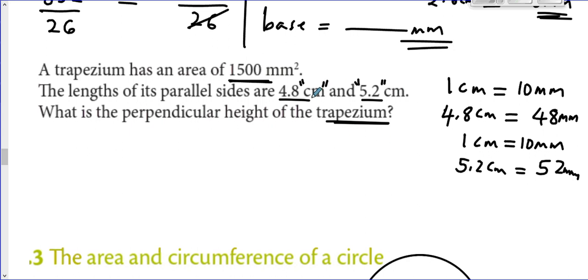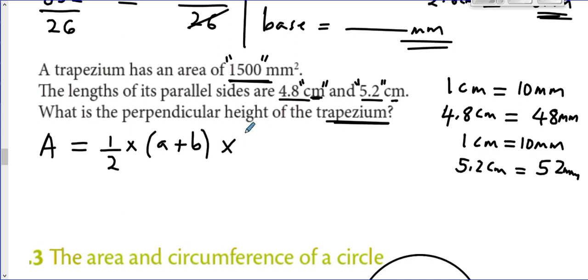Okay, then after converting centimeters into millimeters, you can now go ahead applying the formula for the area of a trapezium, because over here you are given the area of a trapezium. So area for a trapezium equals to a half times A plus B, then times height. Do you know this A and B? These A and B are the parallel sides, which is given. The parallel sides are given. But I'm not going to use 4.8 centimeter and 5.2 centimeter. I'm going to use the millimeters, because here the area is in millimeters.